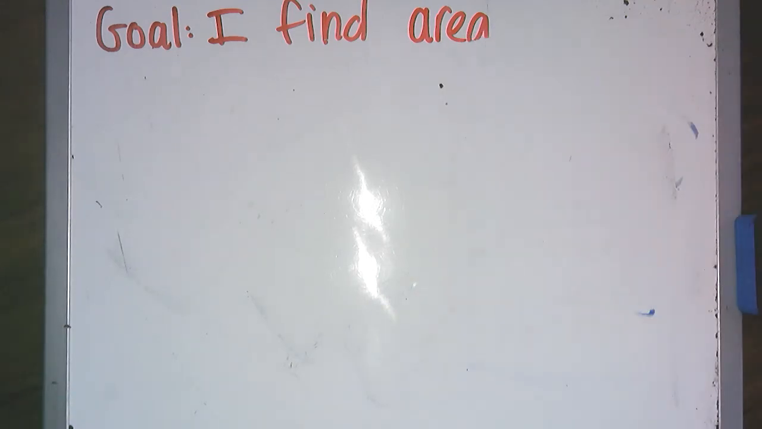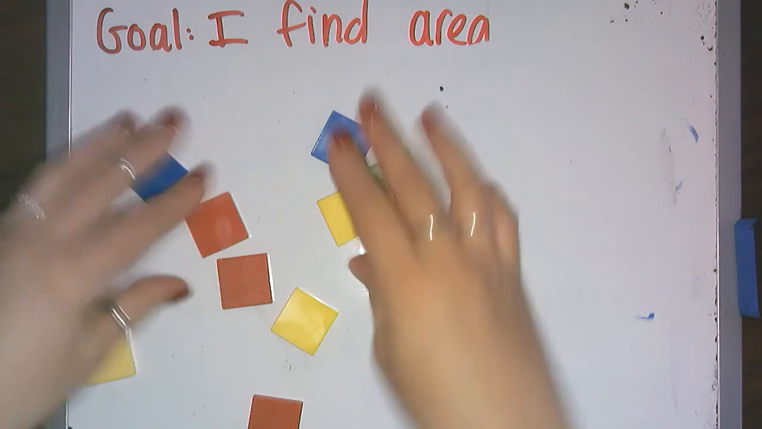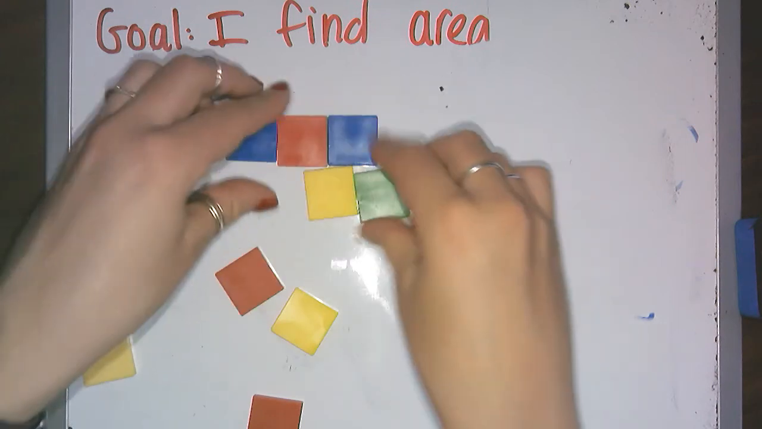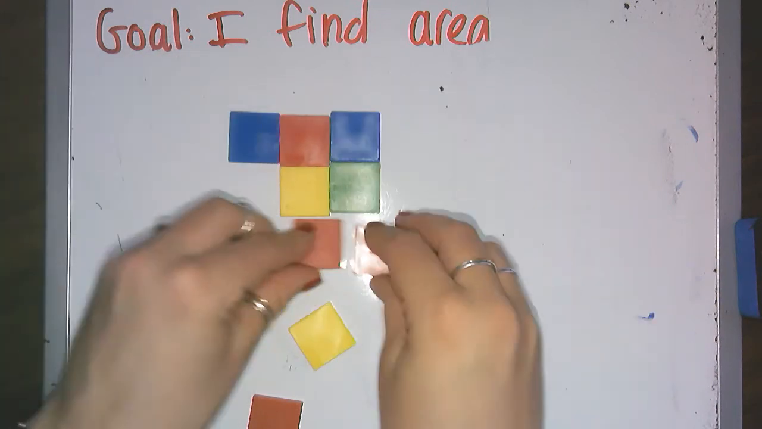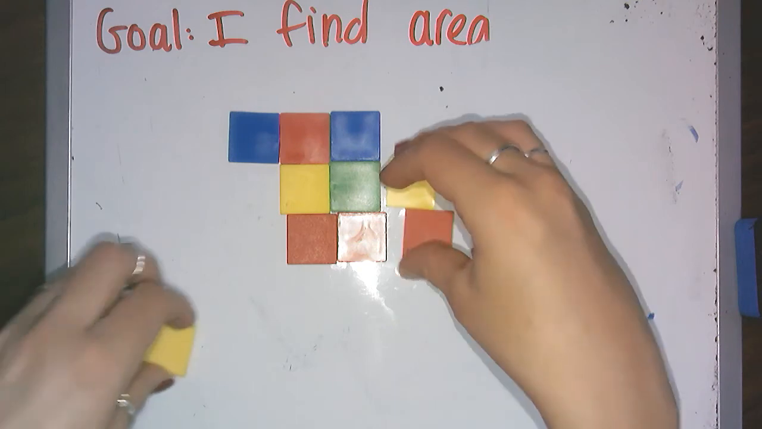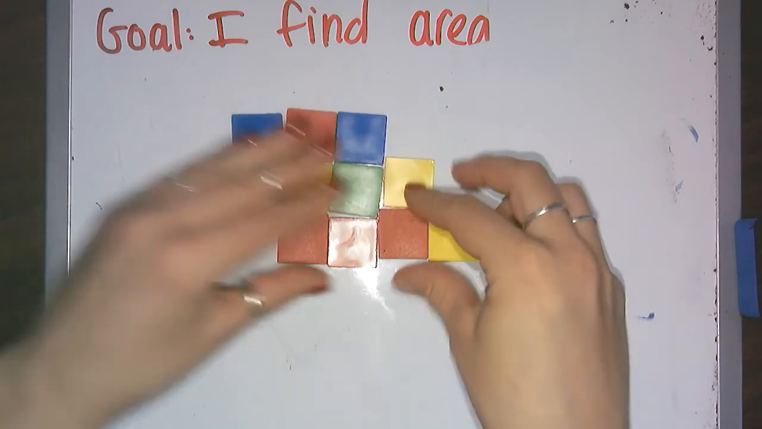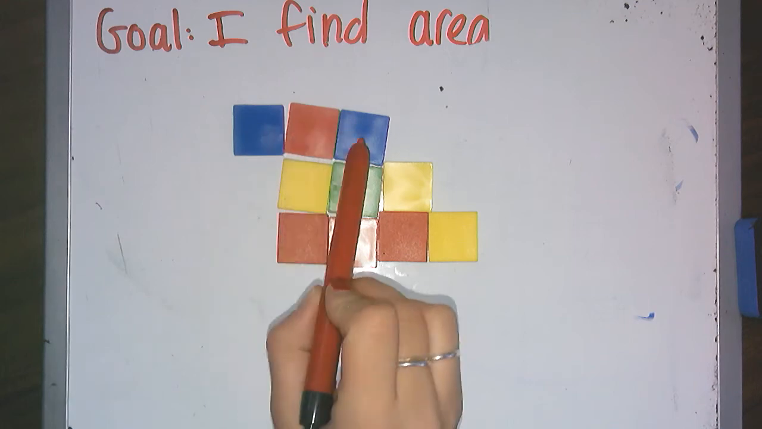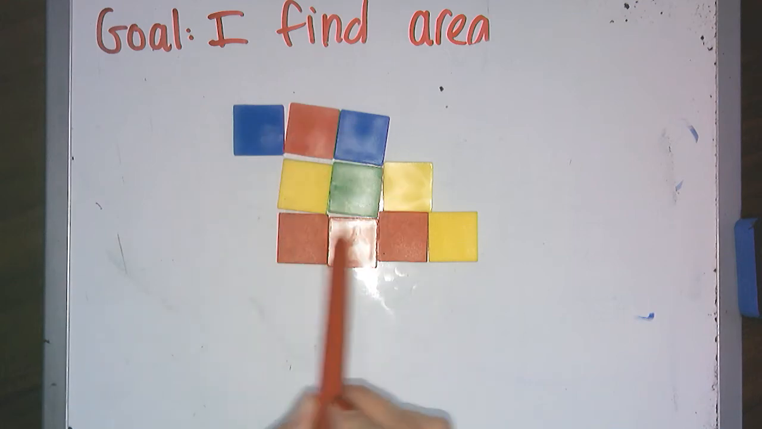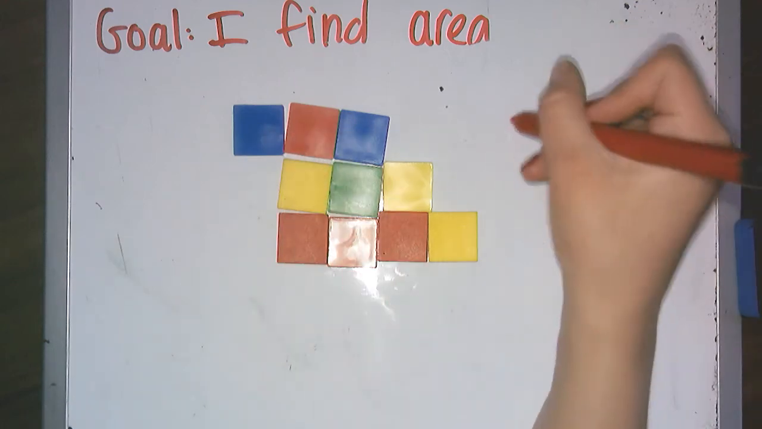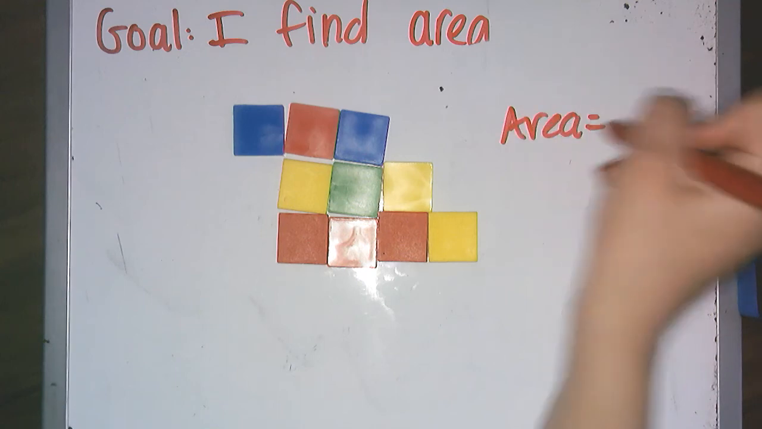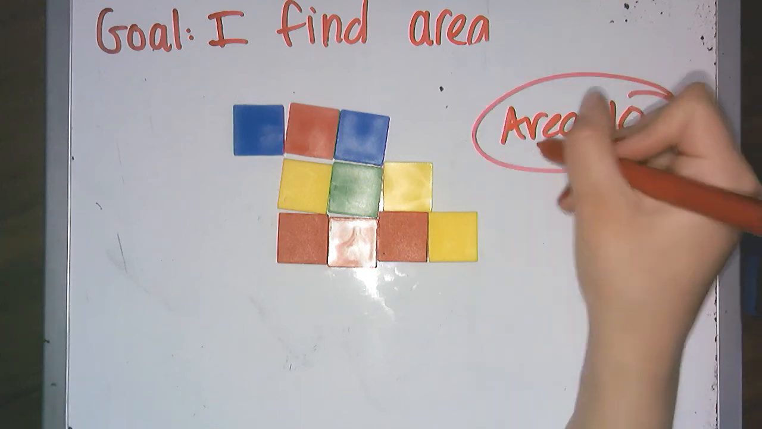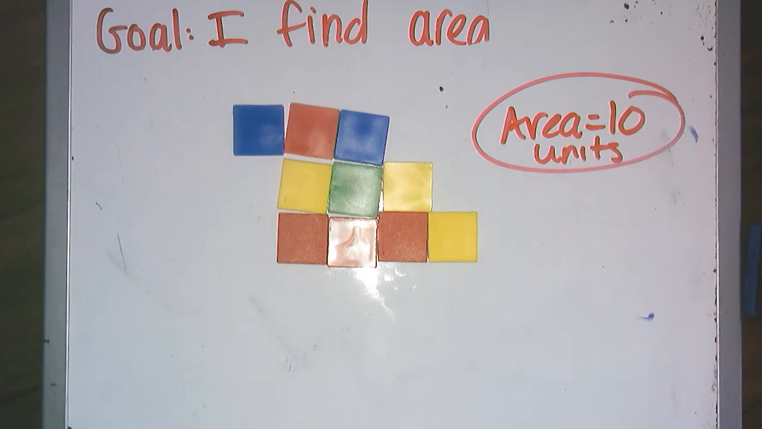So I create an object like this. I can simply find the area by counting up all the squares that make up my object. So I would simply count 1, 2, 3, 4, 5, 6, 7, 8, 9, 10. This would have an area of 10. And then again, I need to write units.